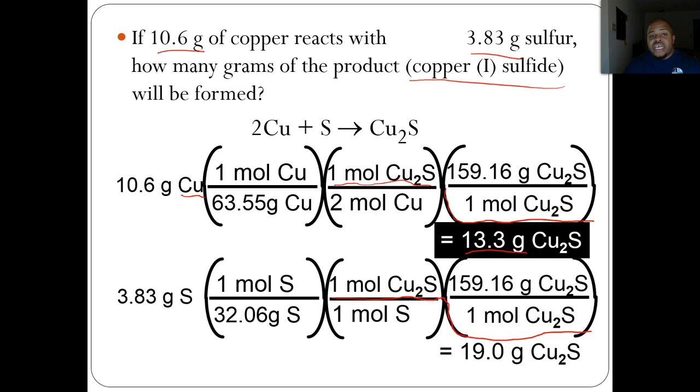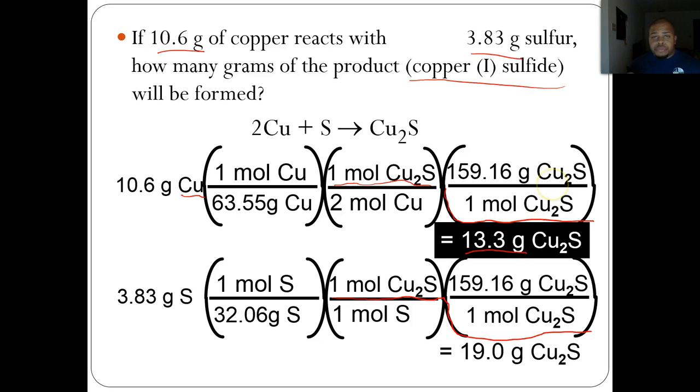I want you to understand something. Just because the value is larger or smaller does not tell you which one is actually going to be your limiting reactant. It's going to come more down to your mole ratio that you have in there. It takes 2 times more copper to go in to form this copper 1 sulfide. And so we're going to end up with less of the product being formed based on that one.